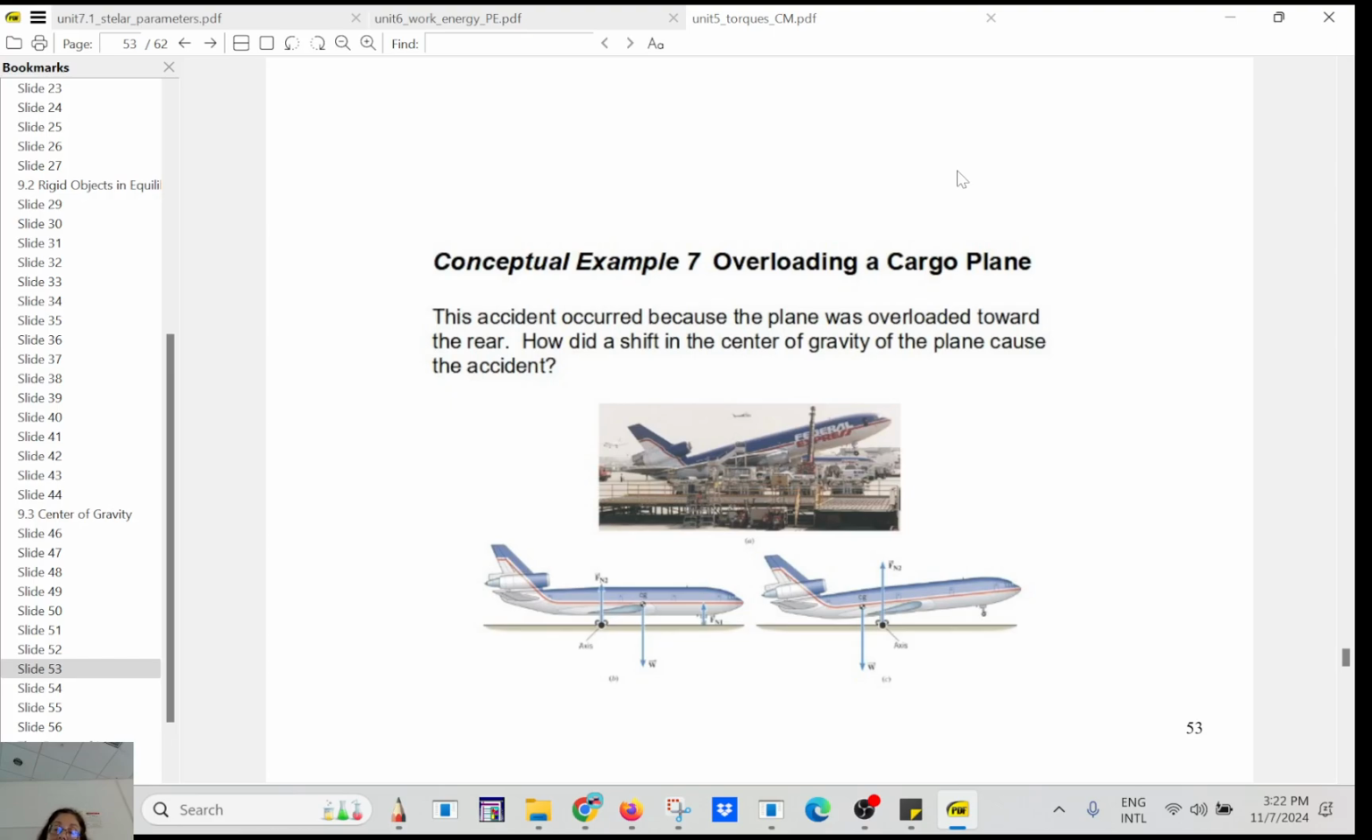You can try that. If you don't pay attention, something like this can happen. You see, the fulcrum, the center of mass was not well positioned, so it means they put too much stuff in the rear of the plane, and something like this can happen.